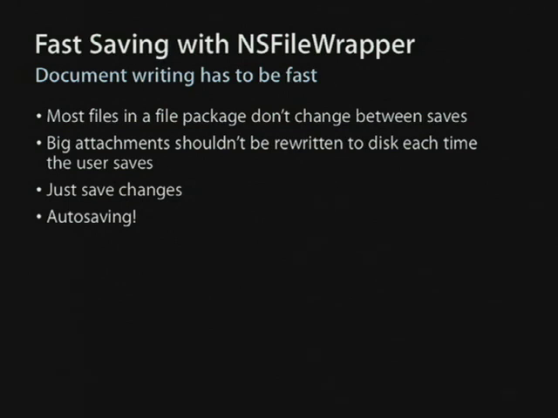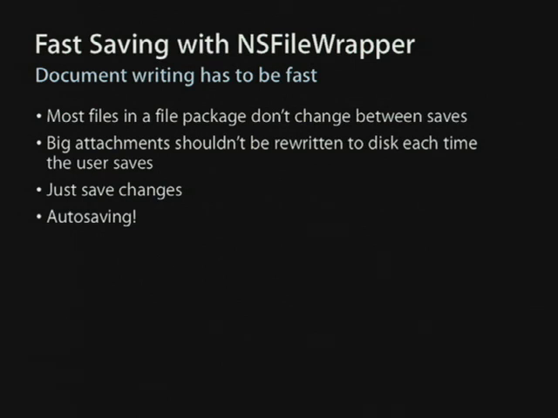So, I was talking about saving documents safely. Going back to how do we do it fast? Well, we take advantage of the fact that most files in a file package don't change between saves. And because we're using the file system, we can just basically leave those files alone and save stuff around them. But that's not exactly what we do because of the privacy issue. So yeah, big attachments shouldn't be written to disk each time the user saves. But there's another thing we can do. Just save the changes.